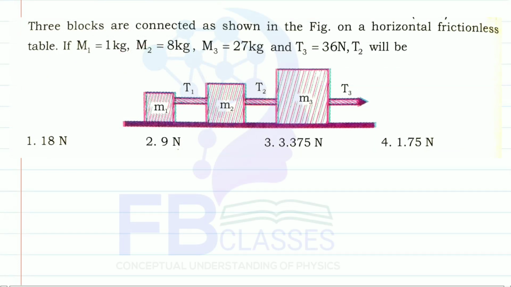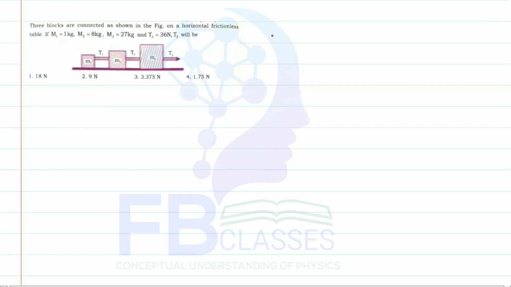Dear students, I am going to read the question. Three blocks are connected as shown in the figure on a horizontal frictionless table. If M1 is equal to 1 kg, M2 is equal to 8 kg, M3 is equal to 27 kg and T3 is equal to 36 Newton, then what is the value of T2?